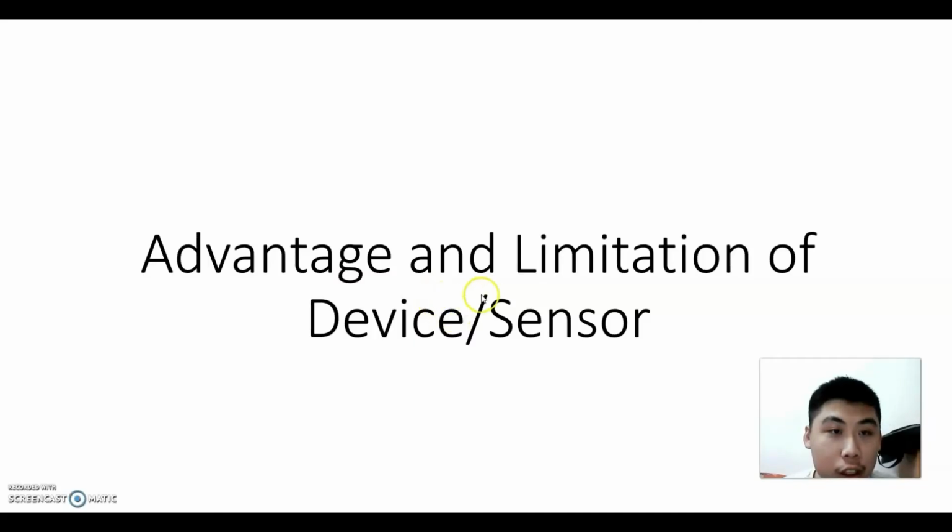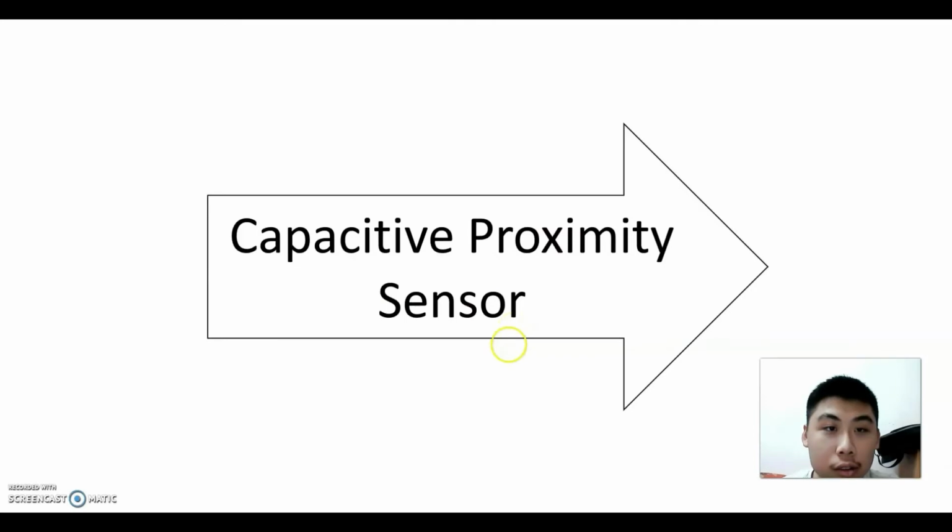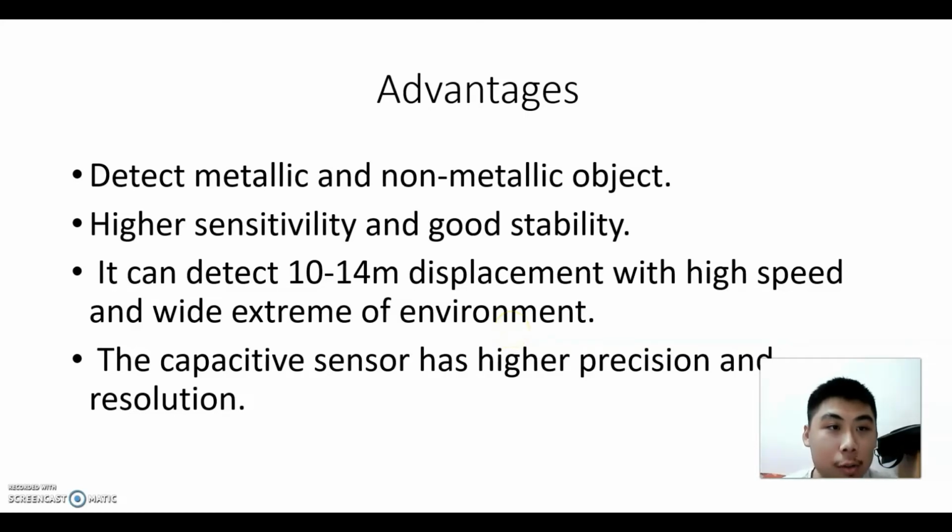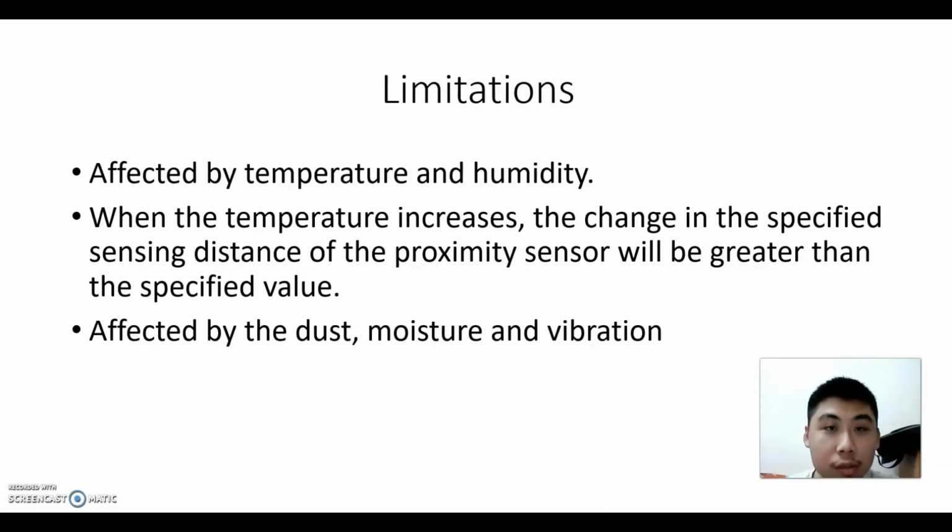I want to share about the advantages and limitations of the devices and sensors for our new improved automation process. First is the capacitive proximity sensor. The capacitive sensor can detect metallic and non-metallic objects. It has higher sensitivity and good stability. It can detect 10 to 40 millimeter displacement with high speed and a wide extreme of environment. The capacitive sensor has higher precision and resolution. It has lower cost and lower power consumption.